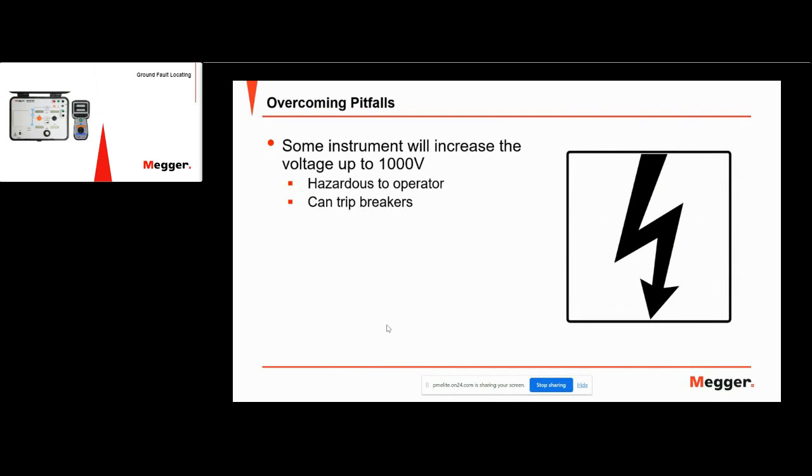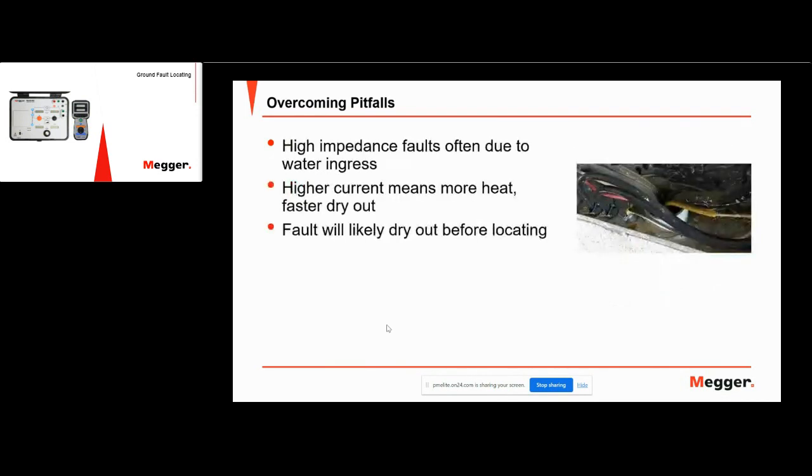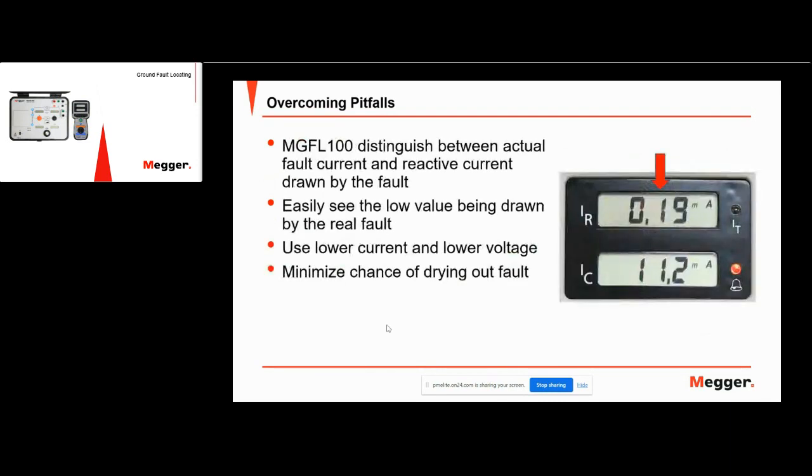It's a shock hazard. In addition, when you increase the current, you're increasing the heating effects. Remember, I R power is I squared R. So you're more likely to dry out the fault before you locate it. So you're better off trying to locate this with minimal energy. This is again where you get a benefit by being able to measure the actual current drawn by the fault versus the current drawn by stray capacitance.